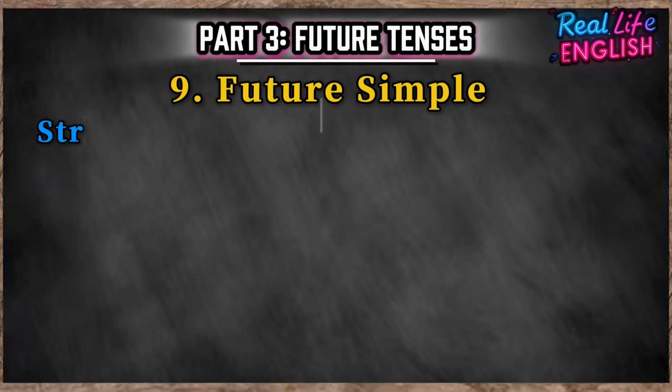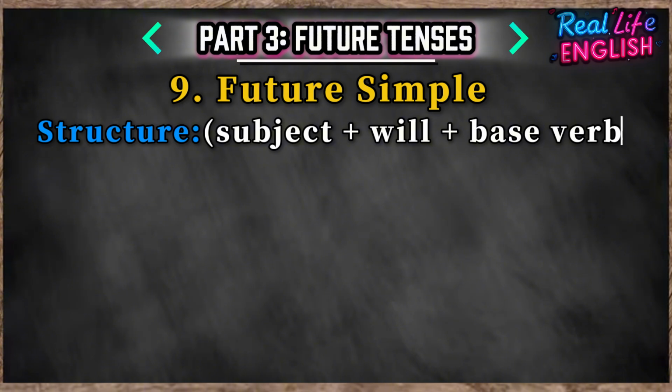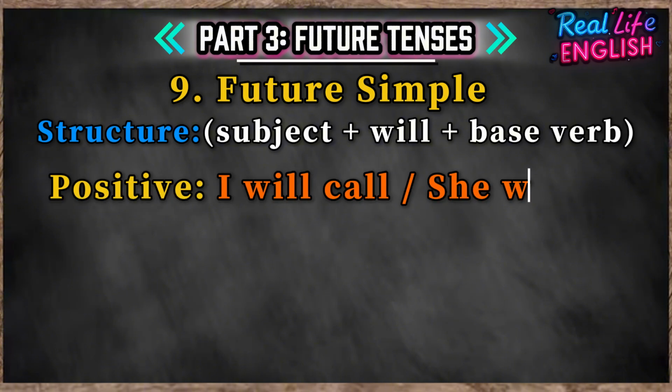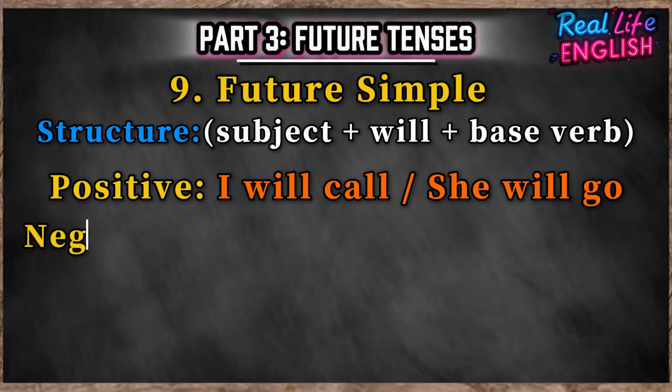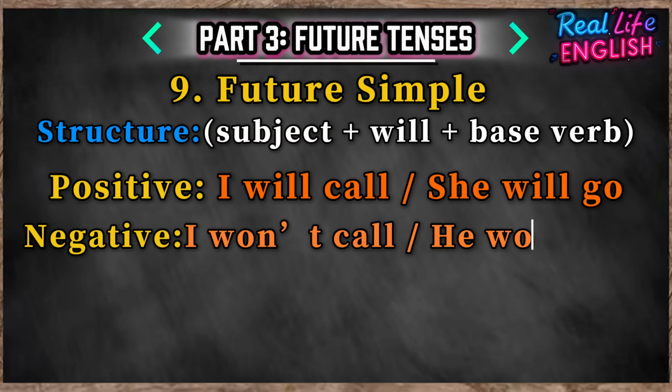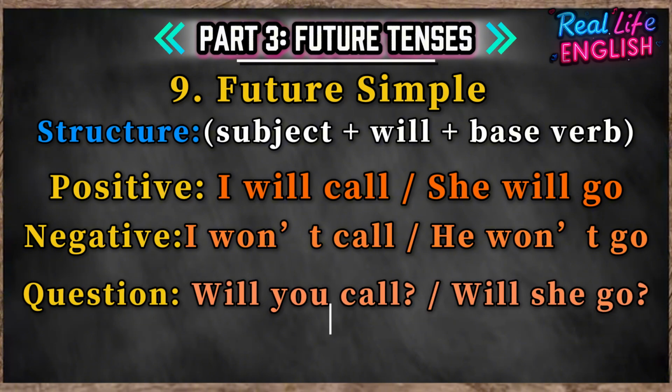Part 3. Future tenses. 9. Future simple. Structure. Subject plus will plus base verb. Positive. I will call. She will go. Negative. I won't call. He won't go. Question. Will you call? Will she go?